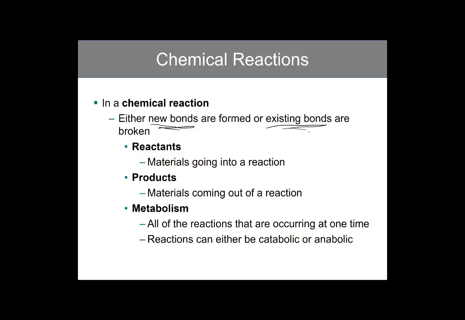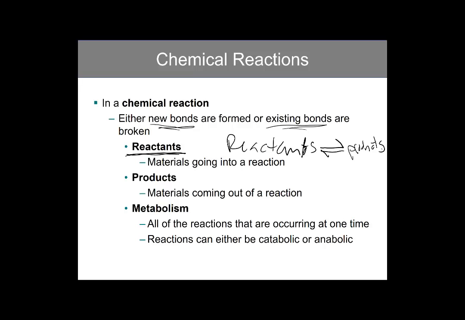During chemical reactions, we talk in terms of reactants, yielding, ultimately, products. So reactants are the materials going into the reaction, while products are the materials coming out.